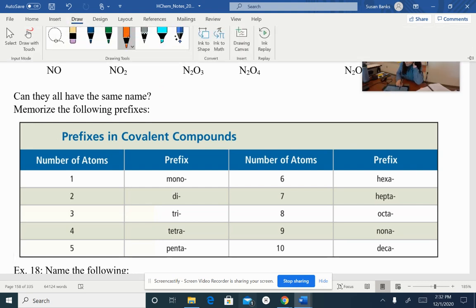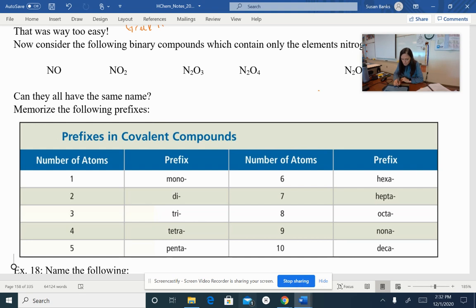So 1 is mono. We don't use it a terrible amount, but every once in a while you will. 2 is di, 3 is tri, 4 is tetra, 5 is penta, 6 is hexa, 7 is hepta, 8 is octa, 9 is nona, and 10 is deca. Okay, you do need to memorize this.